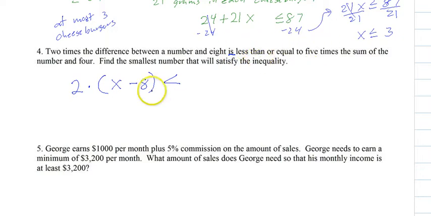Is less than or equal to 5 times the sum. Notice anytime we have sum, difference, product, and quotient, there's 2 different quantities, so we have to put parentheses around them. And there's our inequality. Alright, and then we can solve it later. Or you can solve it later.